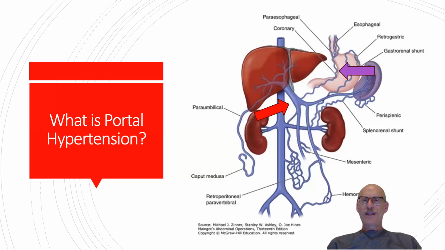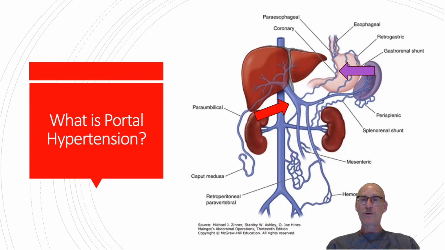In order to understand portal hypertension, it's very important to understand the anatomy. As you can see in this diagram, the red arrow is pointing to the portal vein. And what the portal vein does is it brings venous blood flow from the intestinal system to the liver. Now, in various circumstances, the pressure in the portal vein may go up. When that happens, the blood backs up into various collateral circulations.